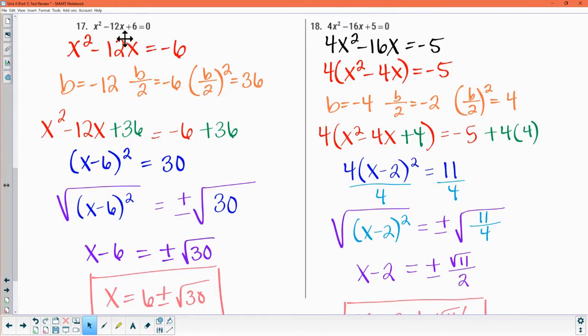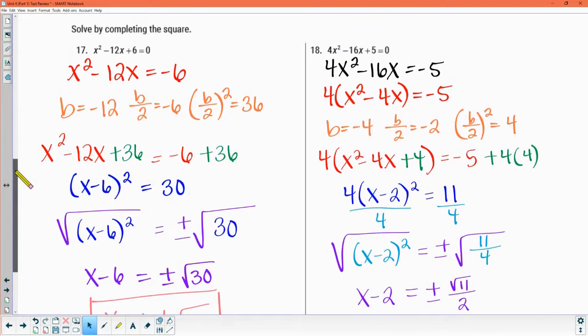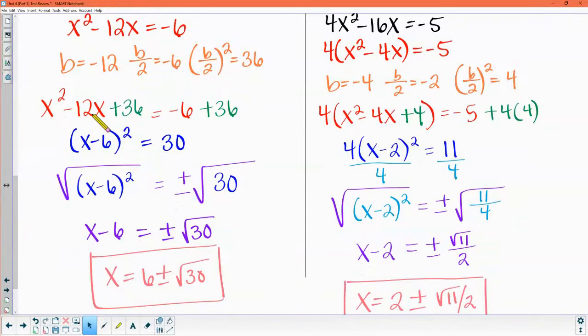First thing I want to do is get my x terms on one side by themselves. So I subtracted 6 from both sides of the equation. I am now going to identify my b to be -12. b over 2 is -6. b over 2 squared is equal to 36. Now I have x squared minus 12x plus 36, because I'm adding b over 2 squared to both sides, is equal to -6 plus 36. Once I do a little bit of simplification, I factor it to be x minus 6 squared is equal to 30.